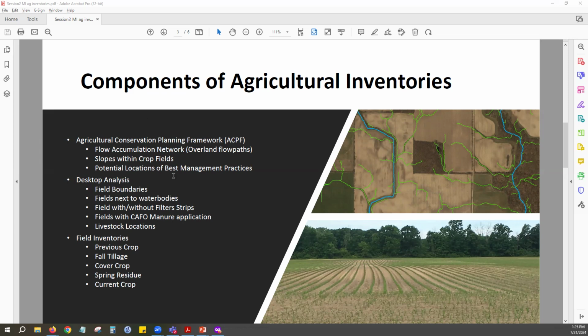Then they do additional desktop analysis, including field boundaries, which come from the ACPF database, and what fields are next to water bodies, which you could get from the ACPF, though I'm not sure if they did it that way. They had a map of what fields have and don't have filter strips, the manure applications, and the livestock locations. They're throwing all of this into the map for each watershed, along with field inventories of how the land is being used. From all of this information, they're identifying target areas where they want to talk to farmers and where the most important areas are to go.